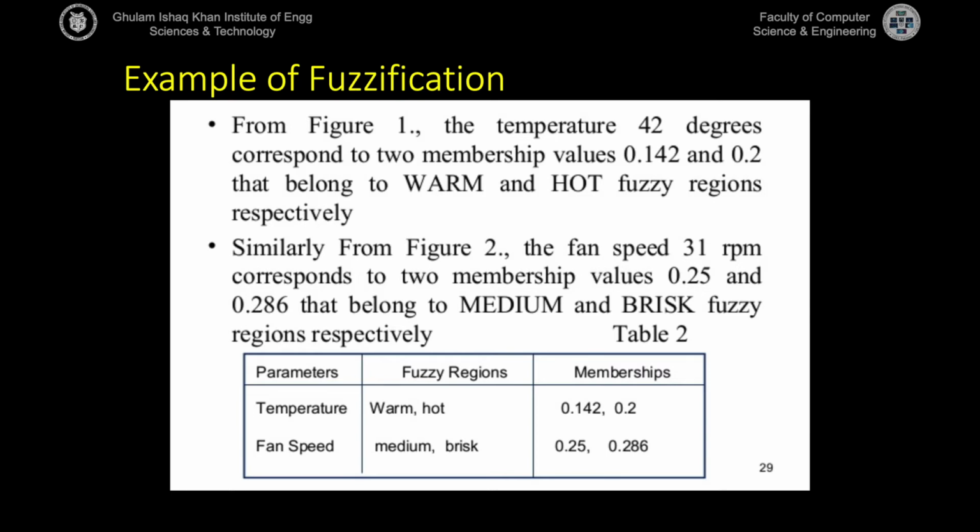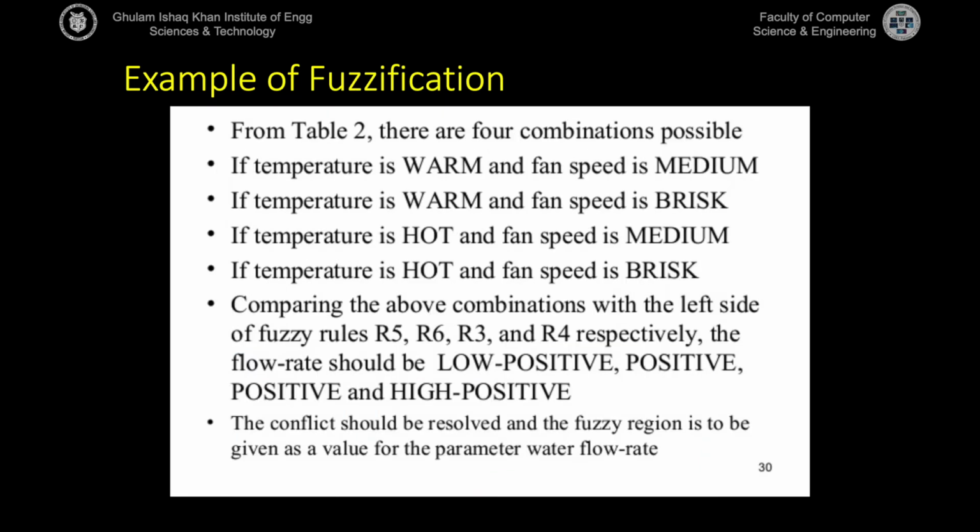You can either be warm and medium, warm and brisk. Similarly, hot and medium and hot and brisk with certain parameter values or membership functions that we have already identified. So now we have: if temperature is warm and fan speed is medium, that is one combination. If temperature is warm and fan speed is brisk, if temperature is hot and fan speed is medium, if temperature is hot and fan speed is brisk.